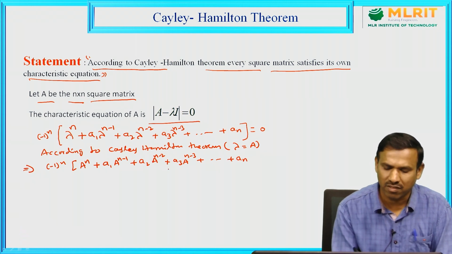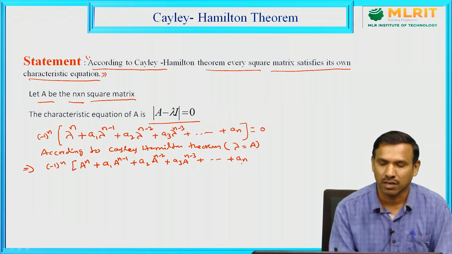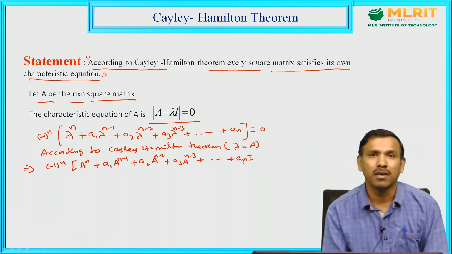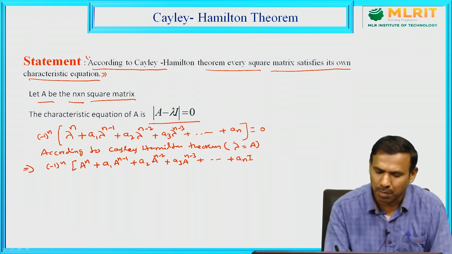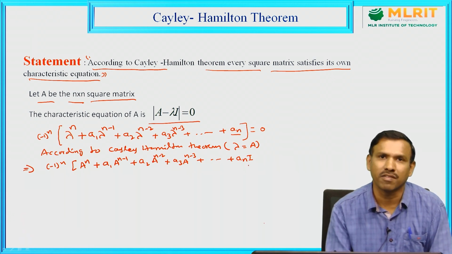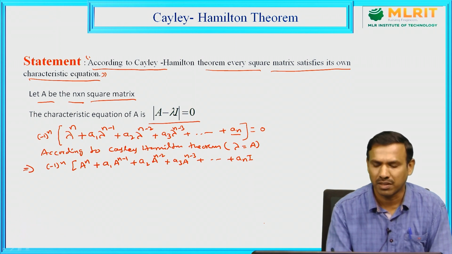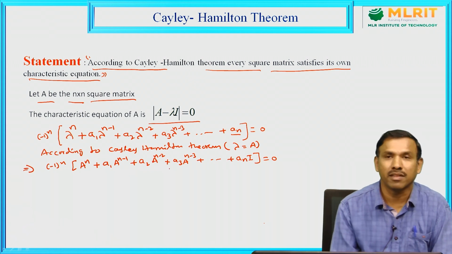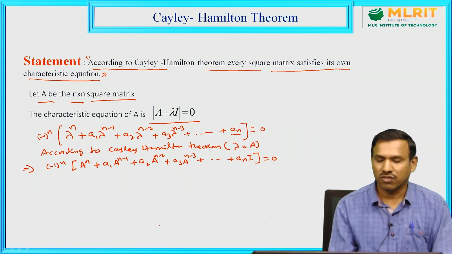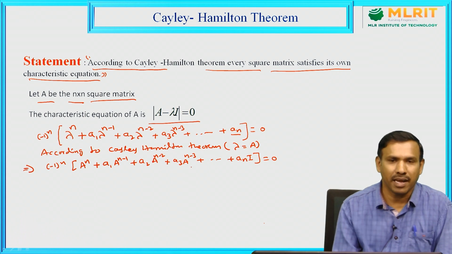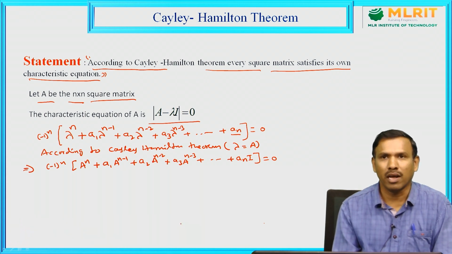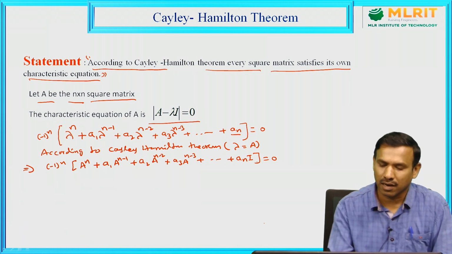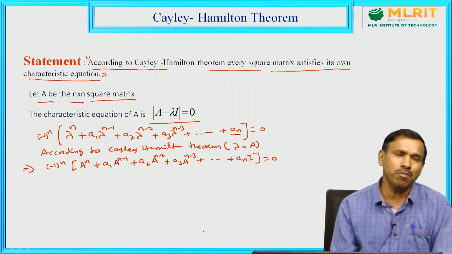These all are matrices, so the last term cannot be a constant alone. It should be multiplied by I, because since these all are matrices, a constant cannot be added. Remember, the constant will be multiplied by the identity matrix of the same order: 2 by 2 identity matrix, 3 by 3 identity matrix, and the whole thing is equal to 0. Exactly, I replace lambda with A; that is the meaning of the Cayley-Hamilton theorem statement. It is a polynomial in A, with powers A square, A cube, A power 4, A power 5, and the constant is multiplied by I of the same order.